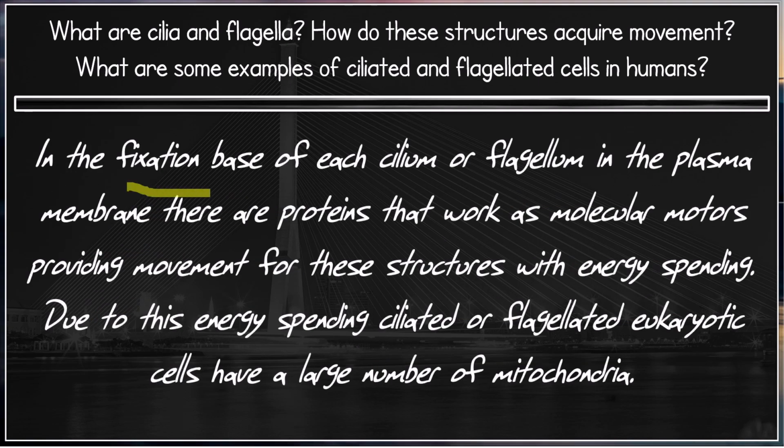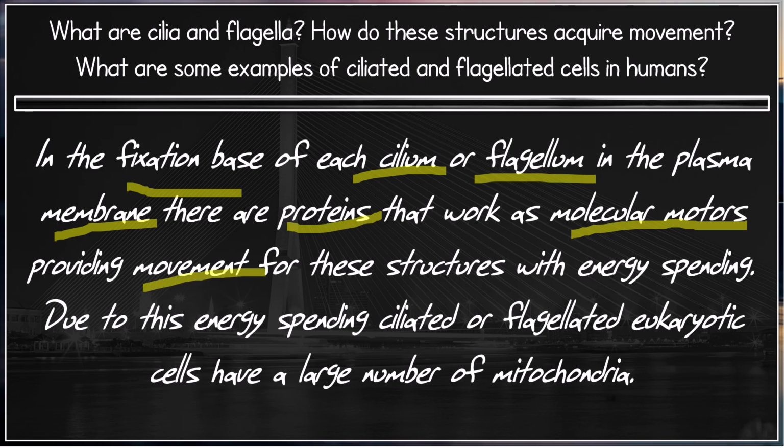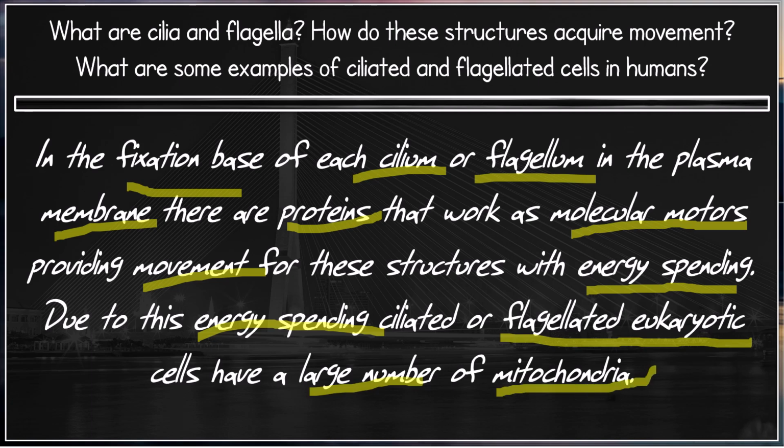At the fixation base of each cilium or flagellum in the plasma membrane, there are proteins that work as muscular motors, providing movement for these structures with energy spending. Due to this energy spending, ciliated and flagellated eukaryotic cells have a large number of mitochondria.